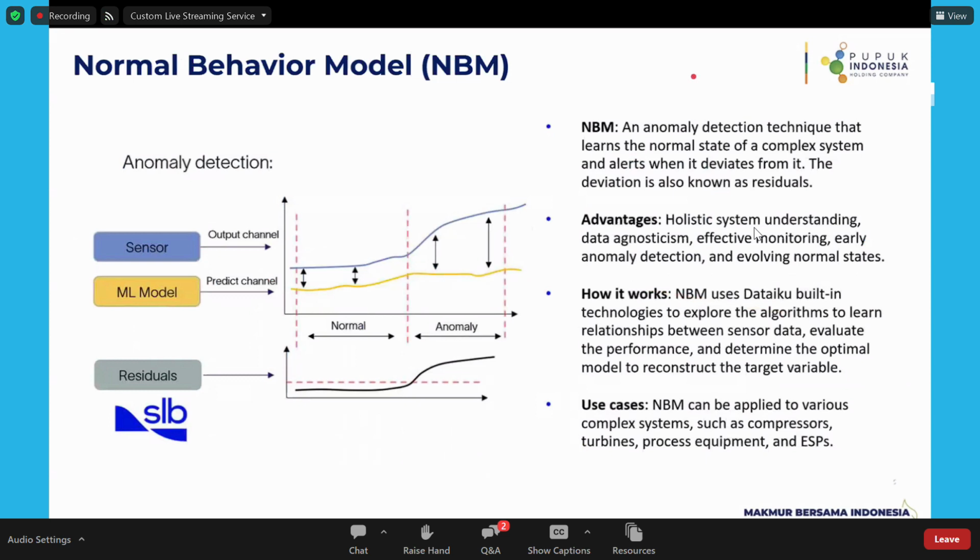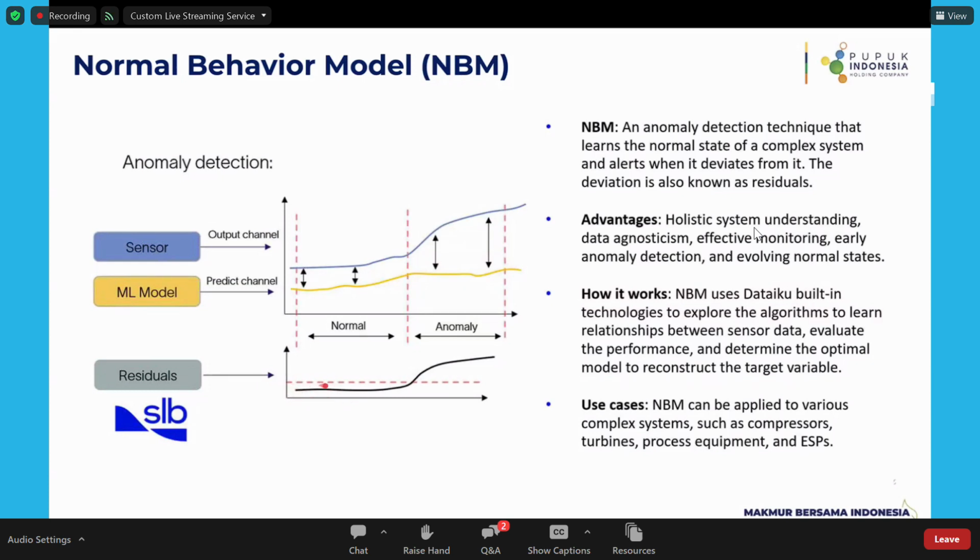So for the development of the model, we adopt the normal behavior model, also known as the residual-based model. So the idea is how we can calculate the difference between the output channel from the sensor and the prediction channel from the ML models. We compare these two values and then we calculate the difference. The difference is called the residual value.